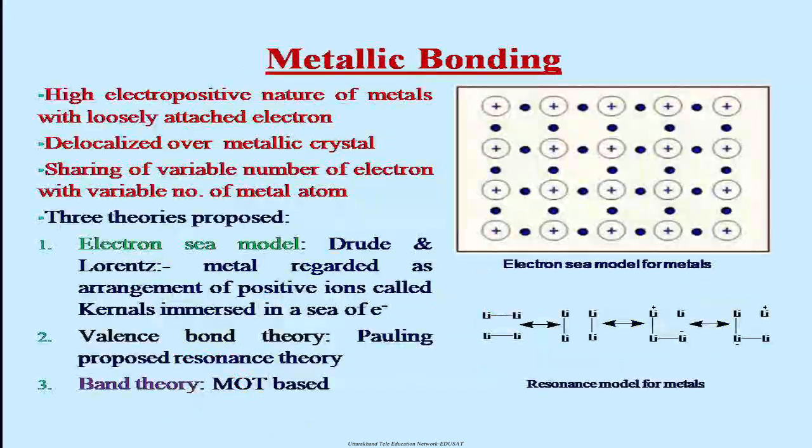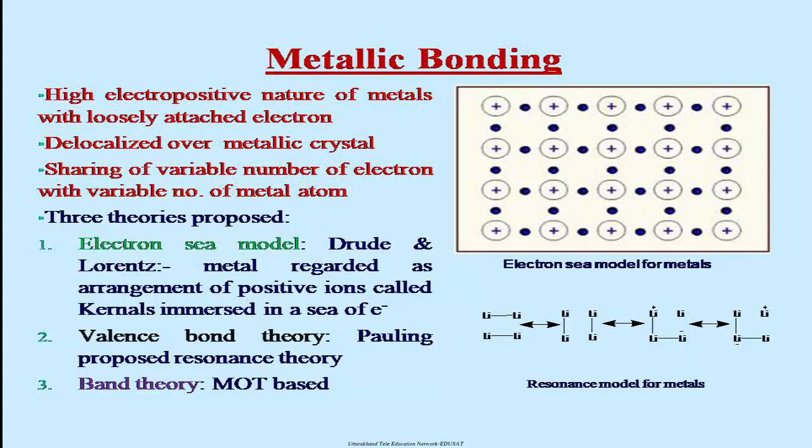The next type of bonding is metallic bonding. What is metallic bonding and how does it occur? Due to the highly electropositive nature of metals, with loosely attached electrons, there is a sea of positive ions of metals, and in between the positive ions, electrons are carried over.